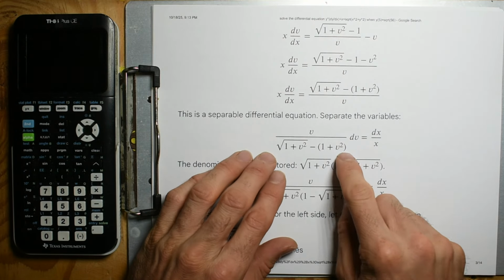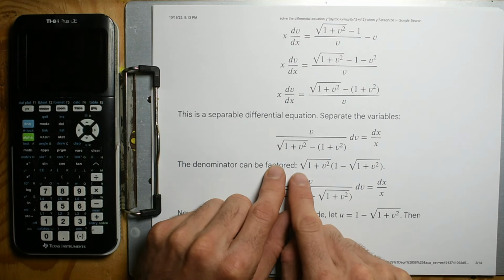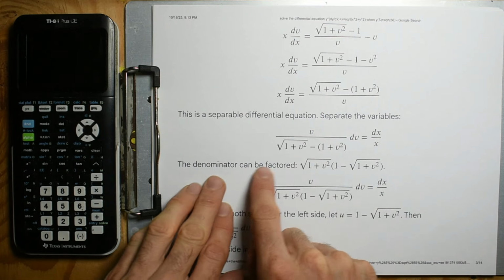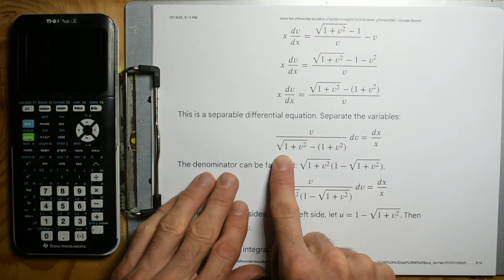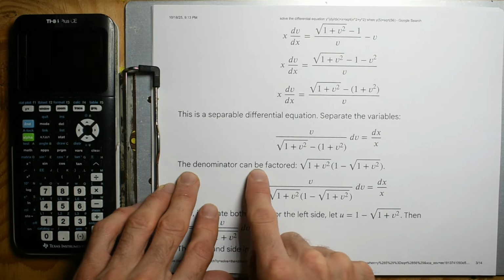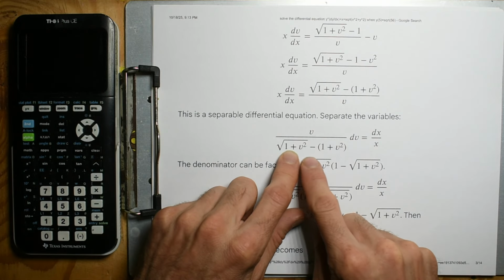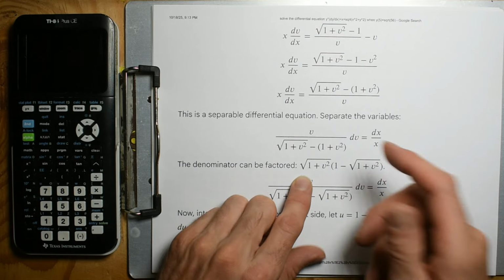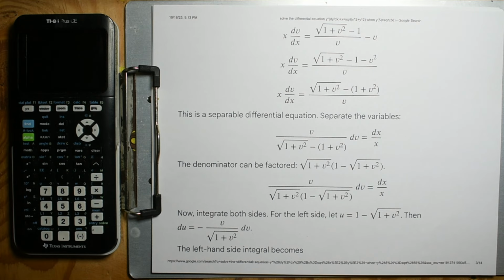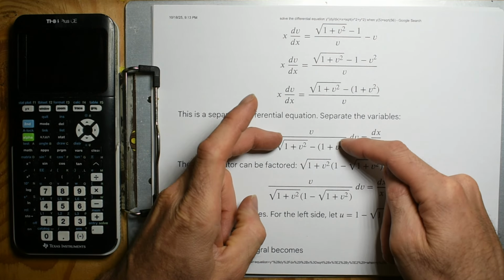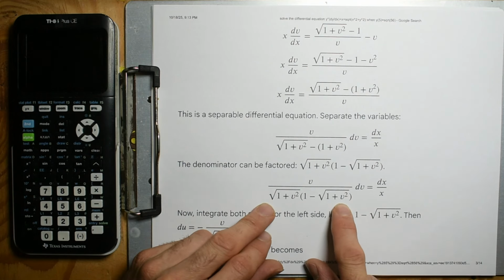And then here's probably, I've never done this before, but you have to figure out, or let's see what they do. They actually have to get the denominator. The denominator can be factored. So this is square root 1 plus v squared. This is 1 plus v squared. I guess it can be factored. I have no idea. But yeah, they're going to take this and factor it to this.